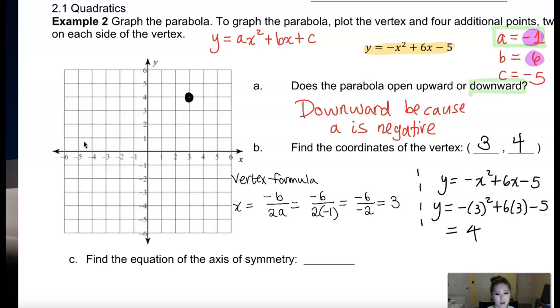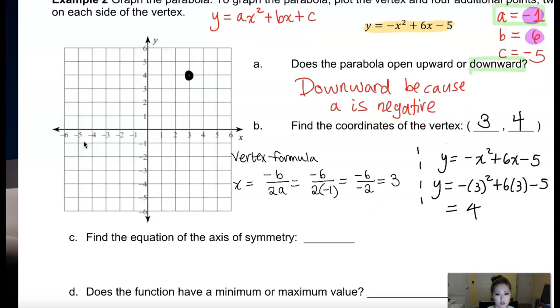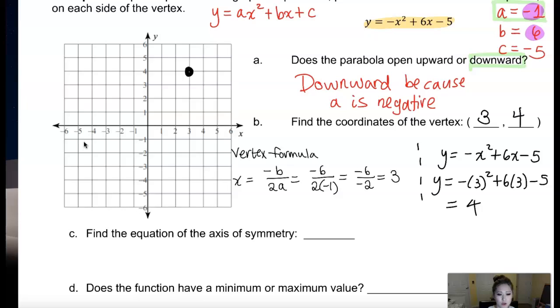All right, they're asking you for the axis of symmetry. The axis of symmetry is always on top of our vertex, right? So if I sketch it with a dotted line, that is the axis of symmetry. And the equation for that is x equals the x coordinate of the vertex, 3.